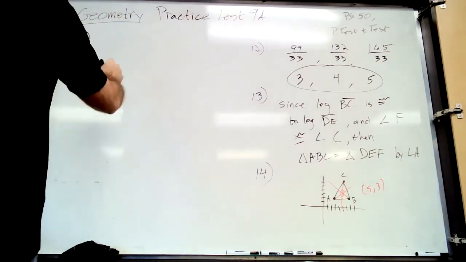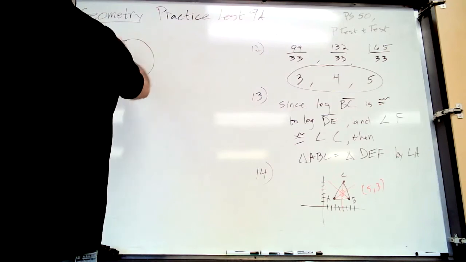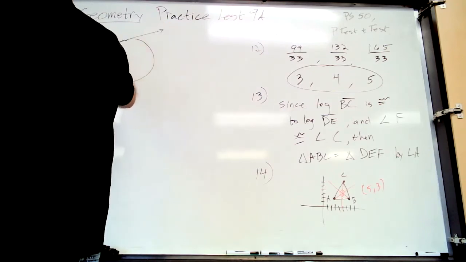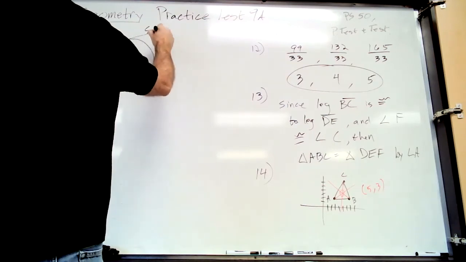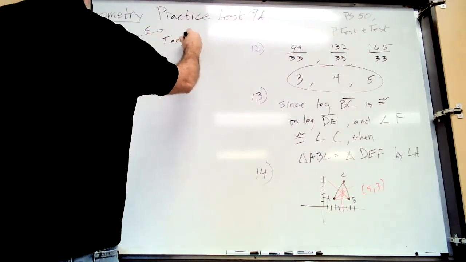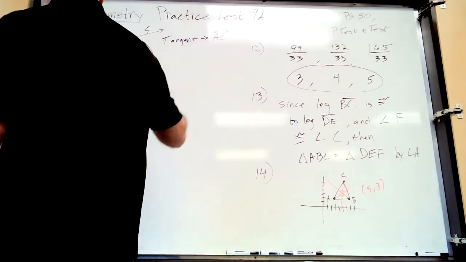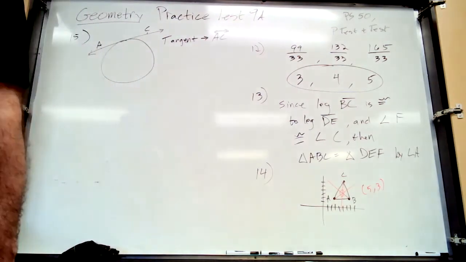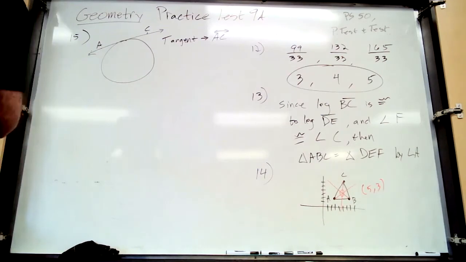Number 15. All right, so we're just naming stuff. Tangent line, remember, is the one outside of the circle that only touches the circle once. So that's AC. So the tangent is AC. Okay, these are just definitions that you need to remember. A tangent is that line drawn outside of the circle that touches the circle only at one spot.